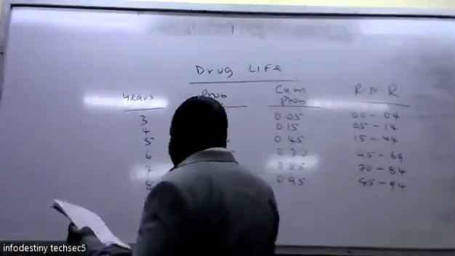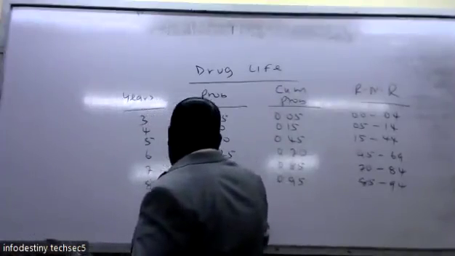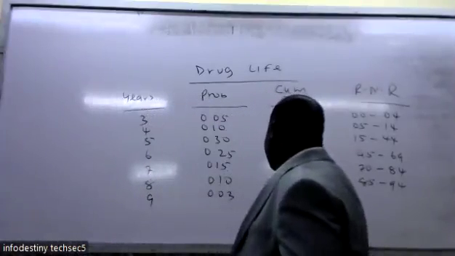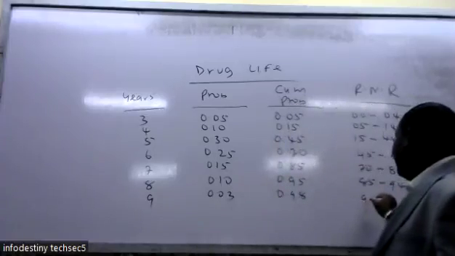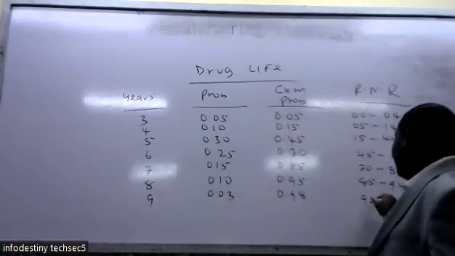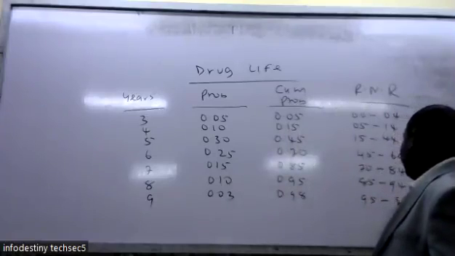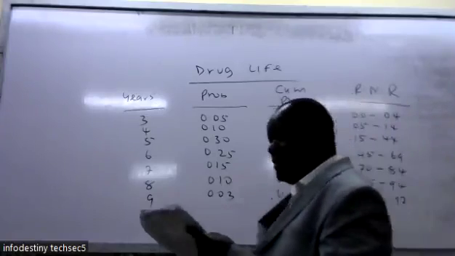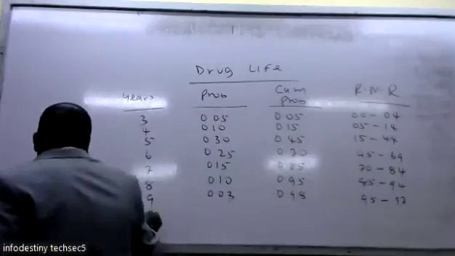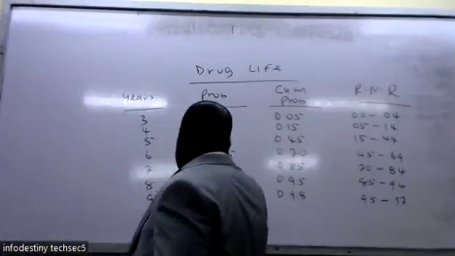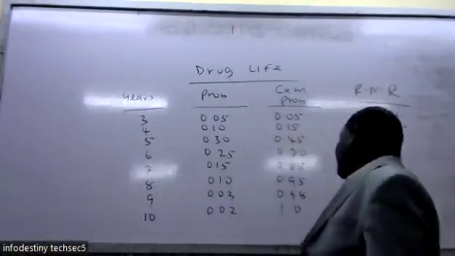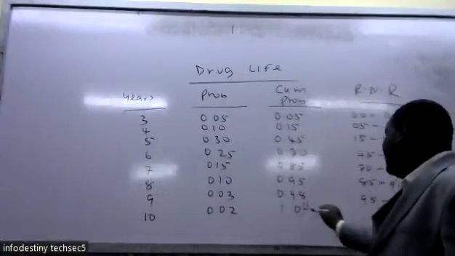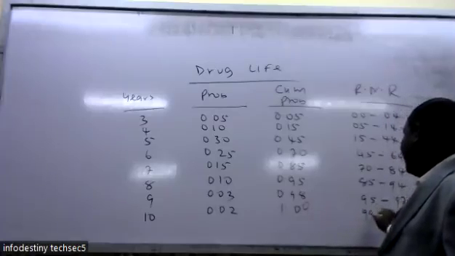So from where? 0.03. So that will be the same as 0.98. So we start from 95 to. So the last one, they gave you 10 years. So this one is 0.02, which will give us 1.0. So that now it is 99.